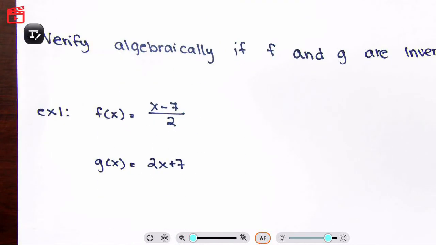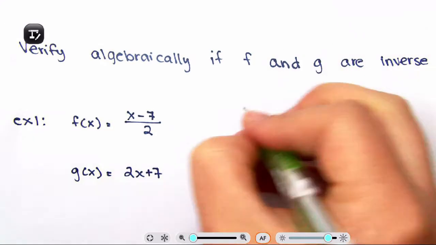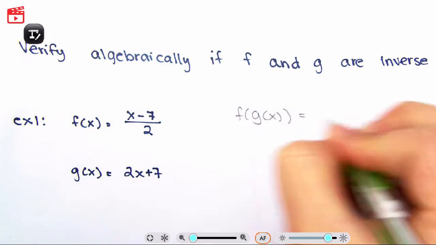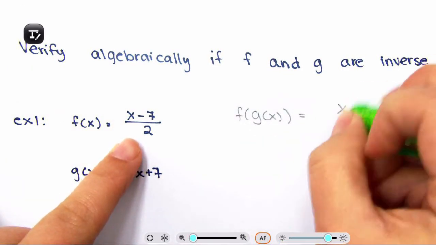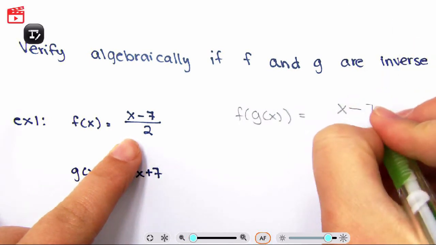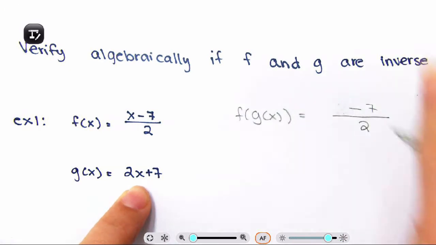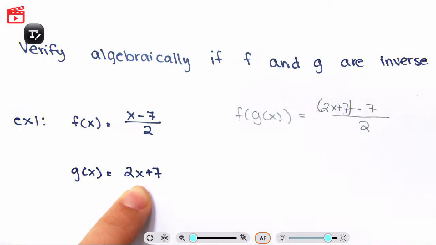So let's go ahead and try this out. Verify algebraically if f and g are inverses. Well, let's go ahead and try it. The first thing we're going to do is f of g of x. And so what is my f function? That is x minus 7 divided by 2. But I do not have x. What do I have? I have my g, which is 2x plus 7. I'm going to write it just a little bit better so you can see.